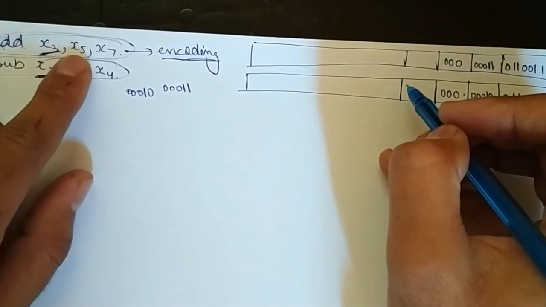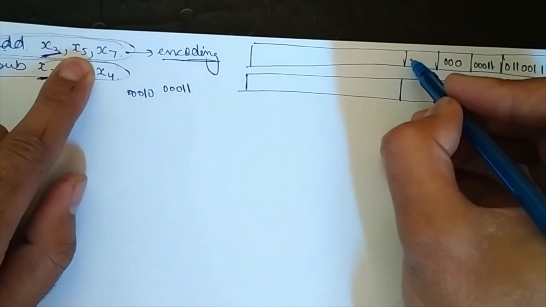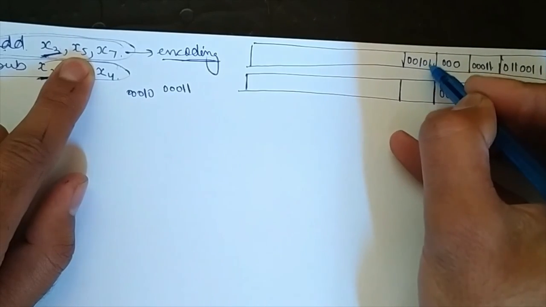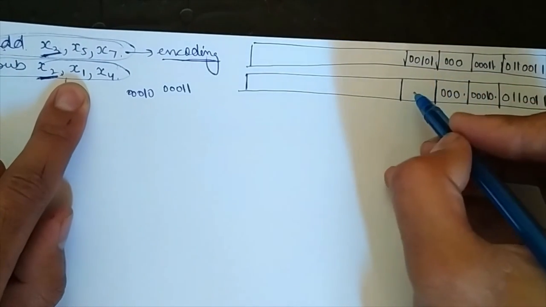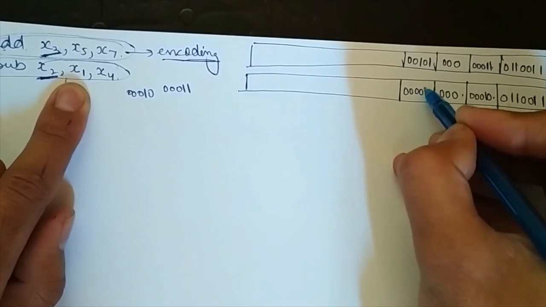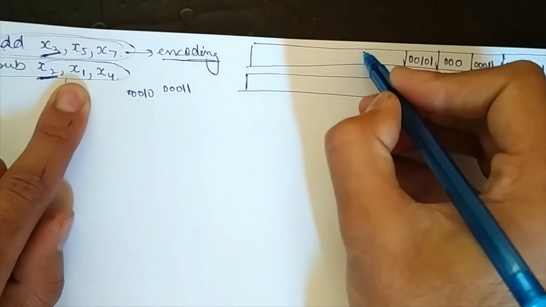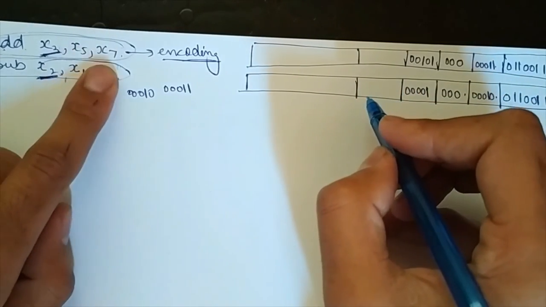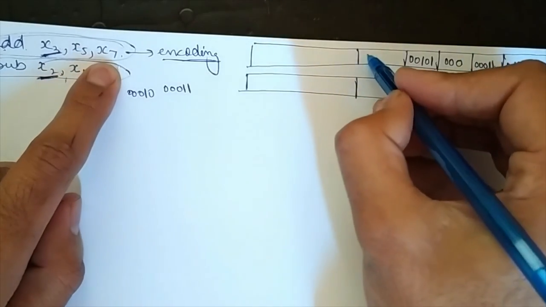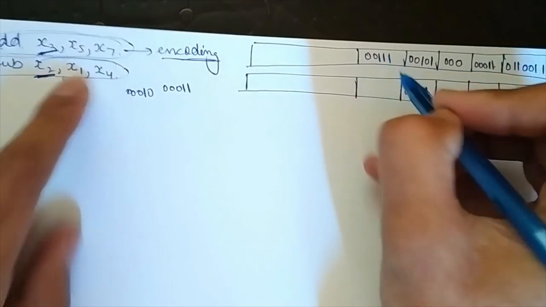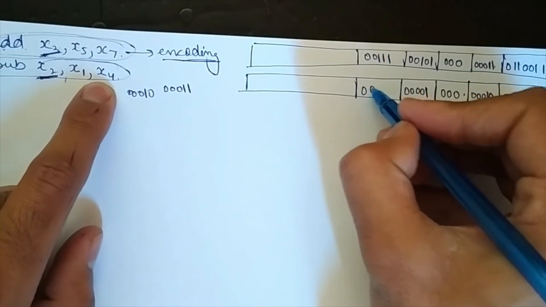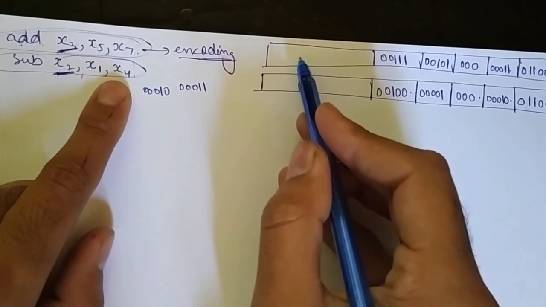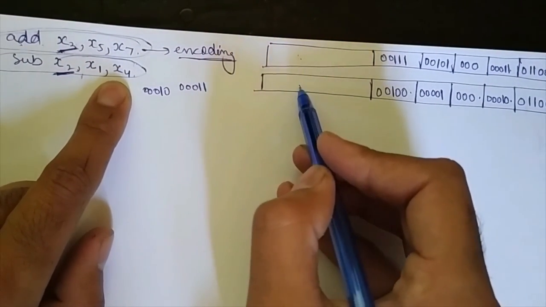What is source register 1 in add? X5. So X5 will be 00101. And here it is X1, so 00001. Then comes source register 2. What is source register 2 here? 7. So it will be 00111. And here 00100. Okay, then remains the last one, that is FUNC7.